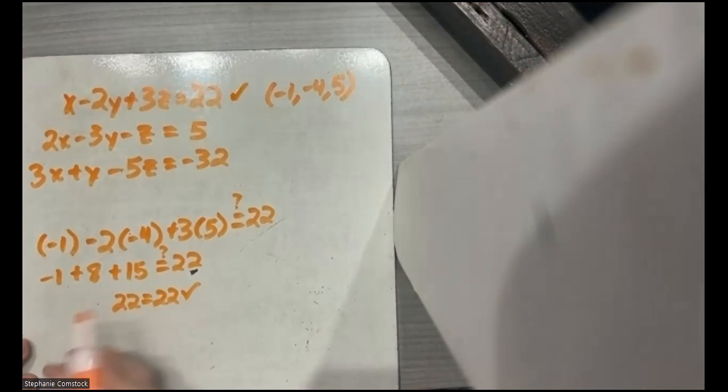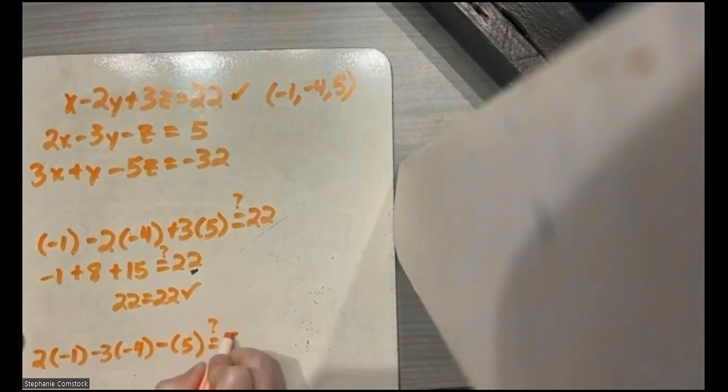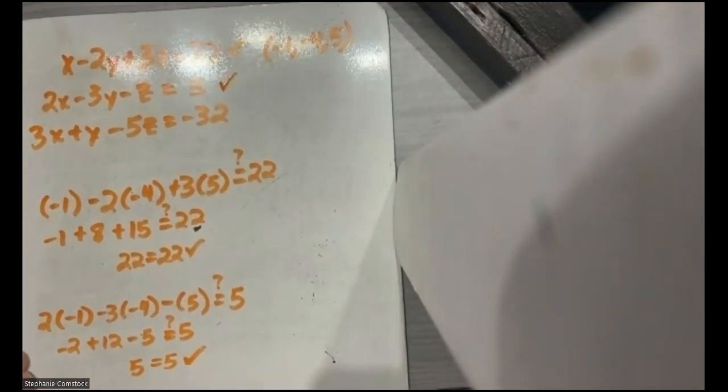So now we're going to try it in our second equation. So we've got 2 times -1 minus 3 times -4 minus 5. And we're looking, does that equal 5? So we've got 2 times -1 is going to be -2. That's going to be plus 12 minus 5. And we're checking, does that equal 5? -2 plus 12 is going to be 10. 10 minus 5 gives me 5 equals 5. Check, that works. So it works in the second equation.